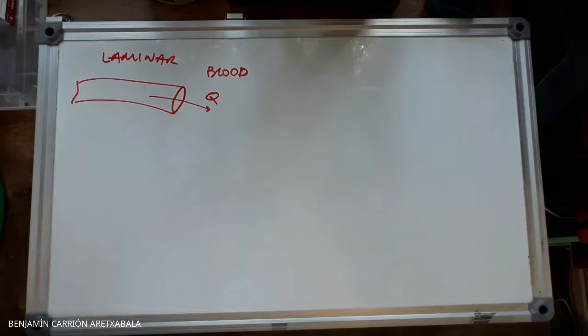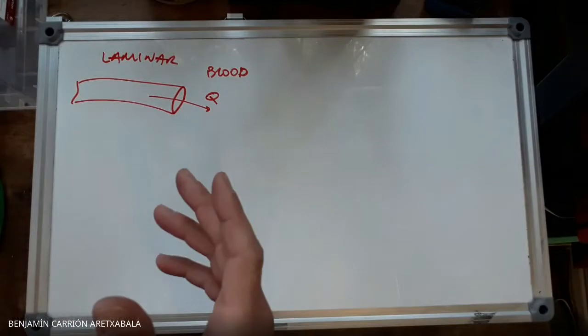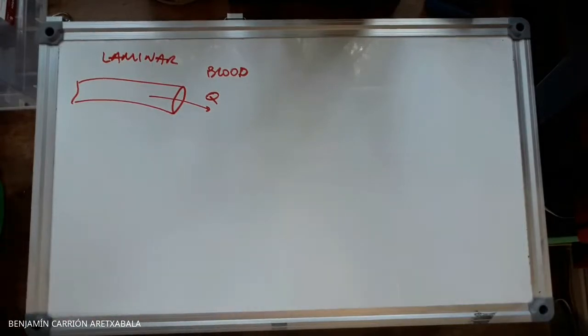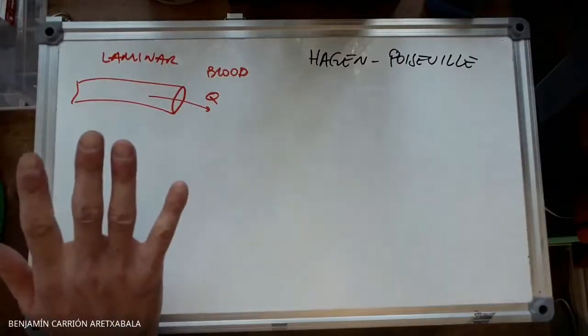So what we're going to try to do now is derive equations for a cylindrical tube or a pipe where laminar effects are really important. These are normally called Hagen-Poiseuille flow. So let me just write it down. Hagen-Poiseuille. This is Hagen-Poiseuille flow, and it's basically a particular case of the Navier-Stokes equations.